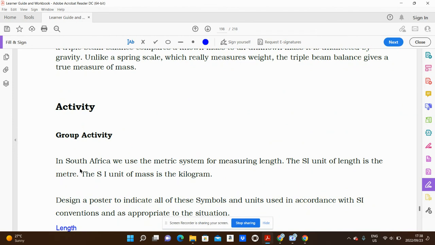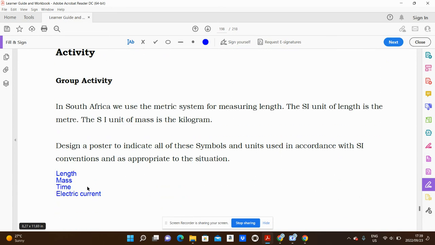So in South Africa, we use the metric system for measuring length. The SI unit of length is the meter. The SI unit of mass is the kilogram. So if someone asks you, what is the SI unit of length? You will say it is the meter. We measure length in meters. If they ask you, what is the SI unit of a kilogram? You'll say of mass, my apologies, you'll say it is the kilogram because we measure mass in kilograms.